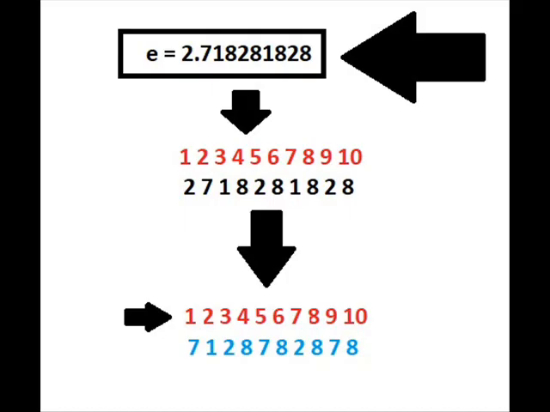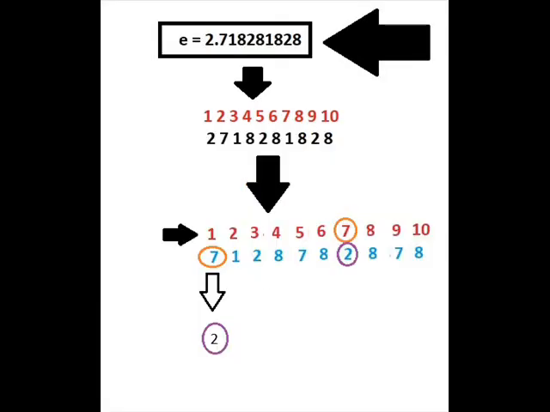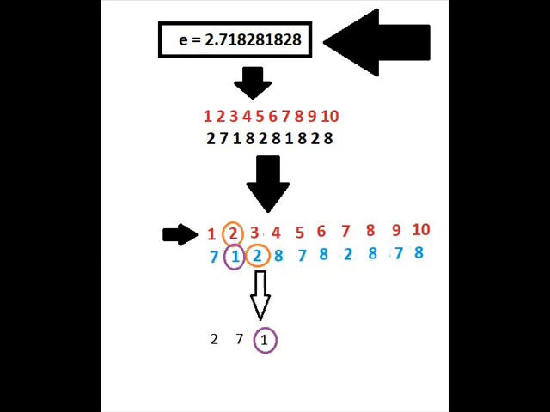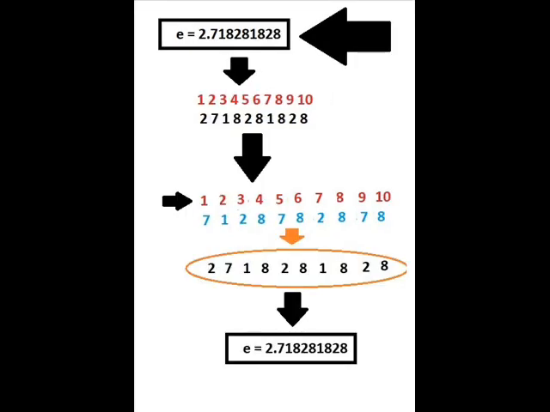One repeats the process, so for index 1, one has the number 7. So one must check number 7, index 7, and index 7 has the number 2. For 1, one must check 1, and 1 has the number 7. For 2, one checks 2 and has the number 1. Applying this process up to 10, what one gets is Euler's constant again.